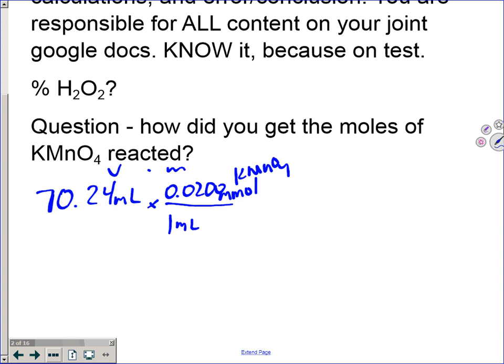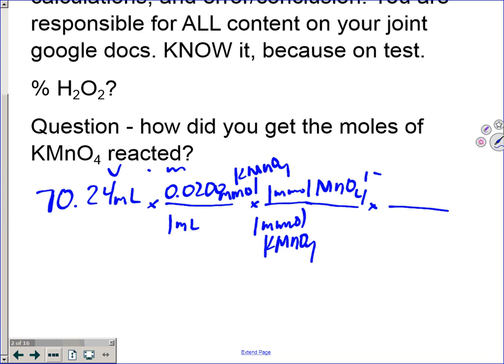Keep going. Next up, let's go. Say again? Okay, let's just get to the permanganate ion first, and then we'll use mole ratio. So 1 millimole of potassium permanganate has 1 millimole of permanganate MnO4 1- ion in it. And then according to your balanced chemical equation, which you guys should have on your Google Doc, what was the ratio between permanganate and hydrogen peroxide? 2 to 5, was it 2 permanganates? Okay, so 2 millimoles of permanganate ion for every 5 millimoles of hydrogen peroxide.